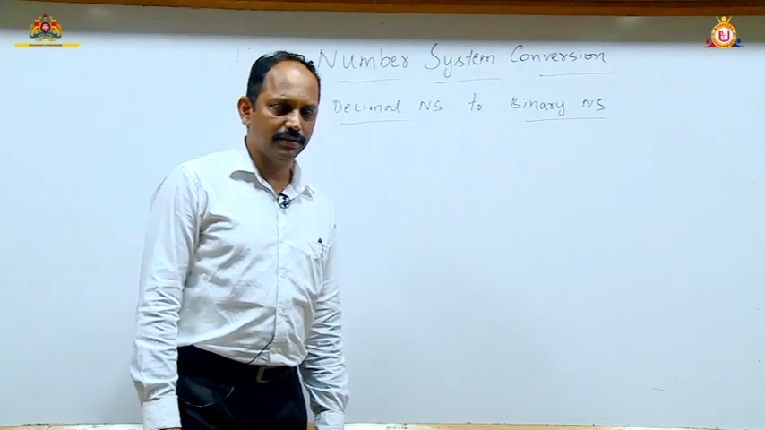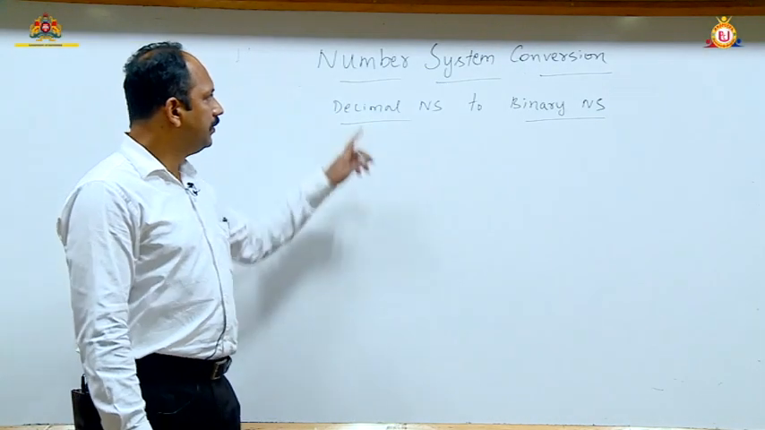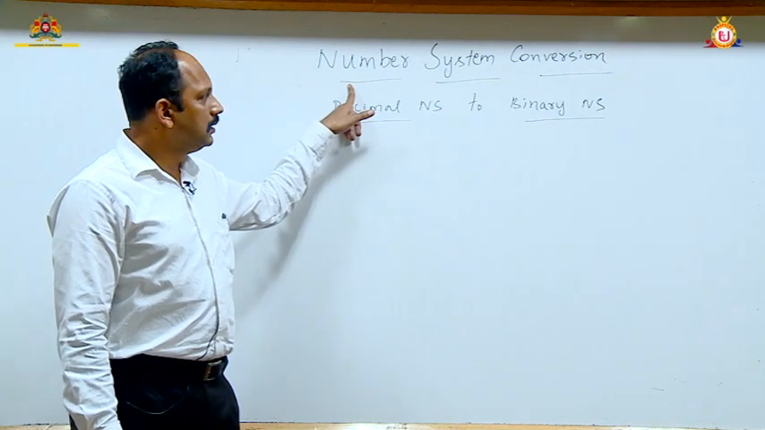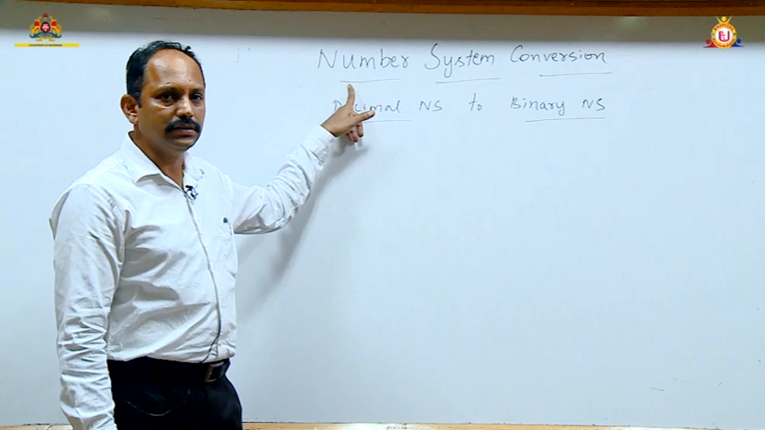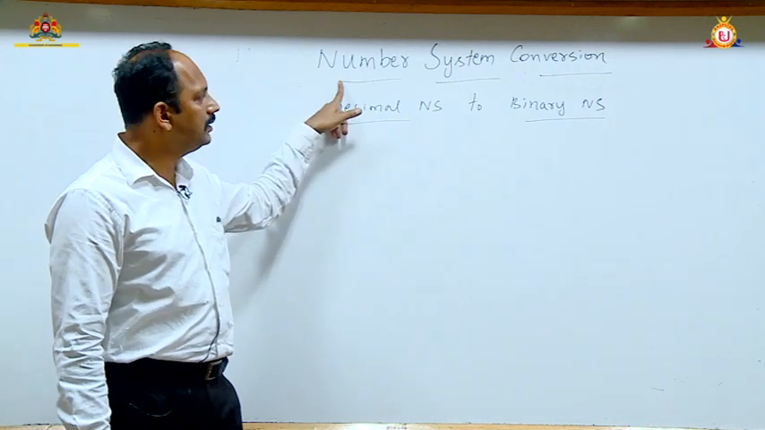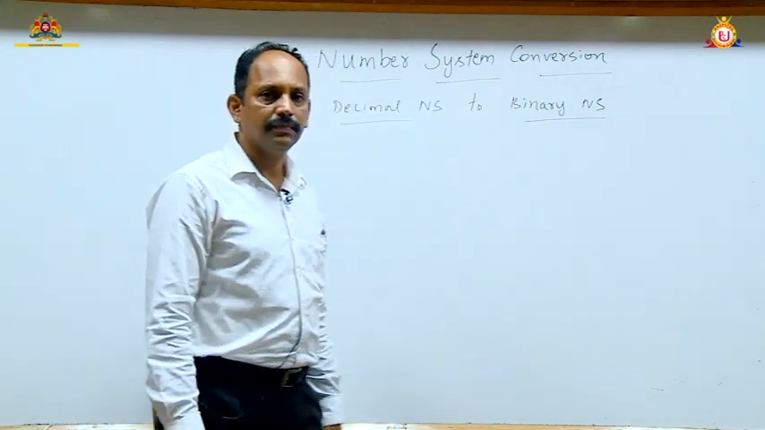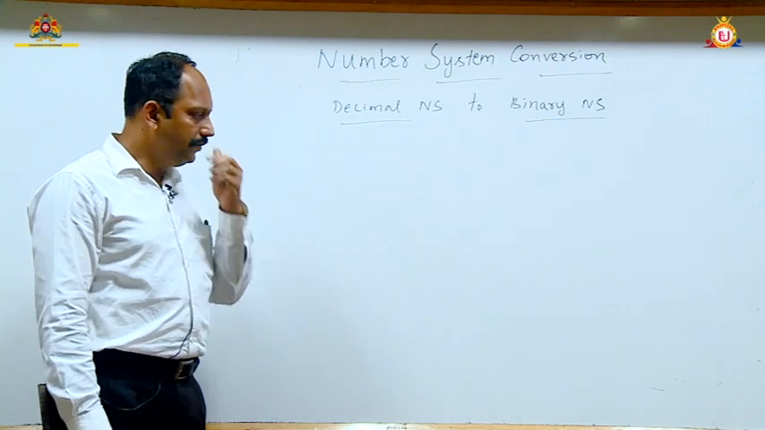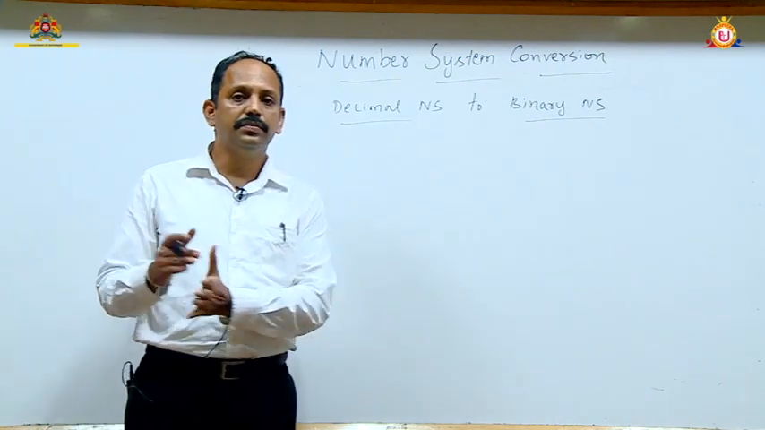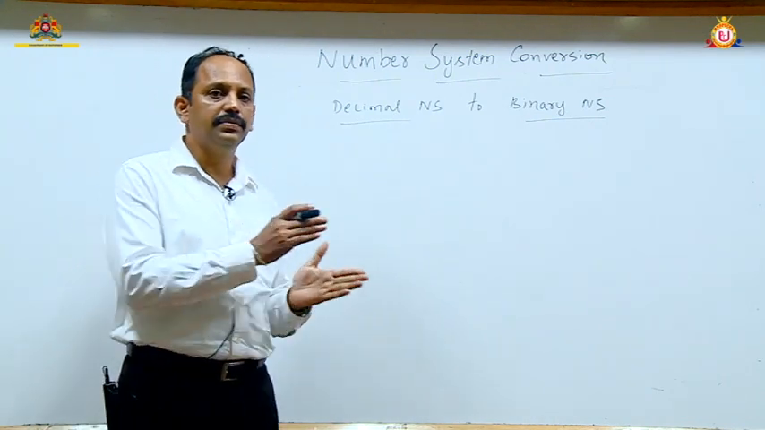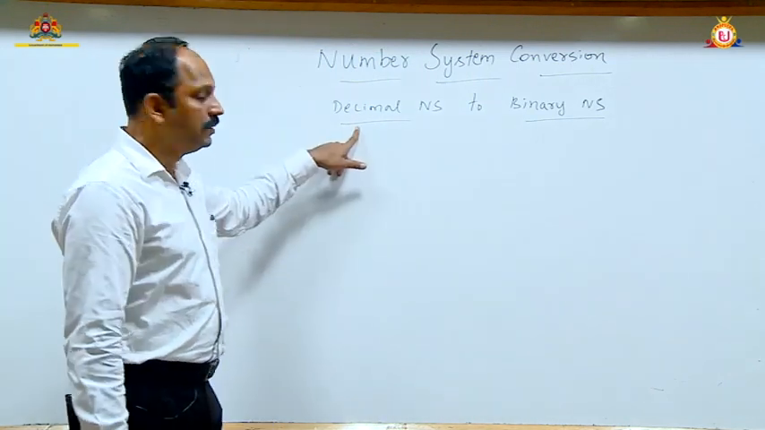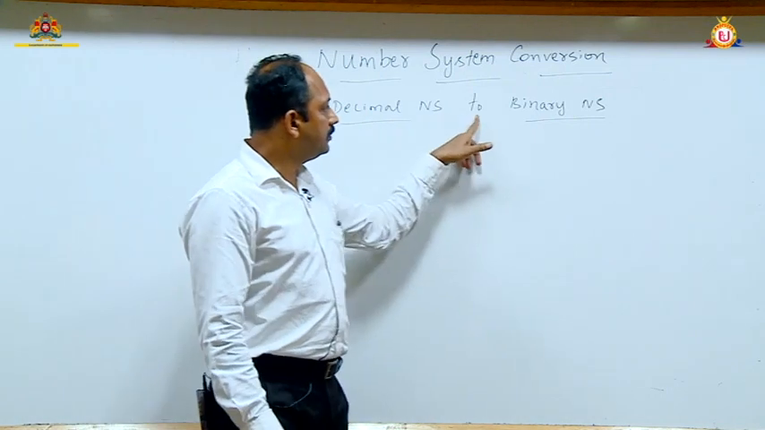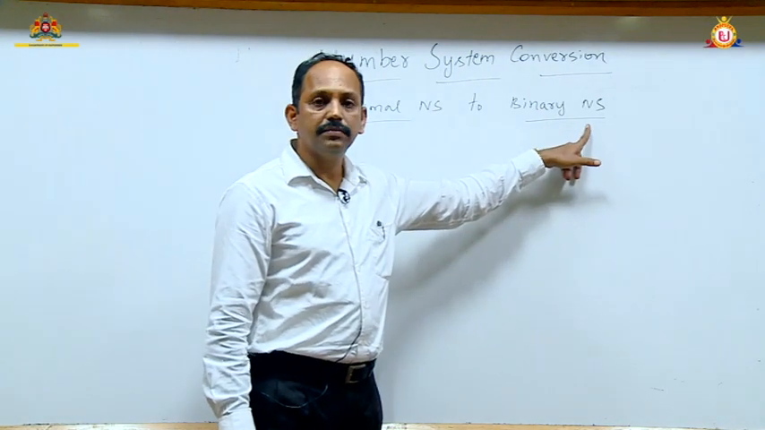Good morning, students. In today's session, we'll discuss conversion of one number system to another number system. So today's topic is number system conversion. We can convert a decimal number into a binary number, and a binary number into a decimal number. So first let me take decimal number system to binary number system conversion.